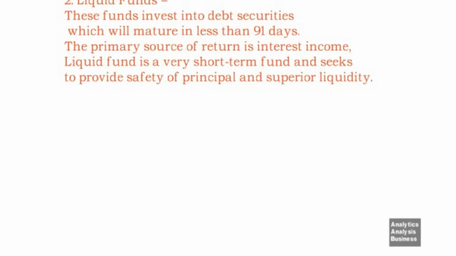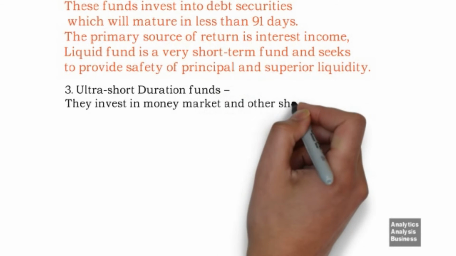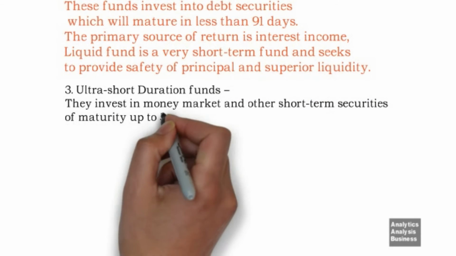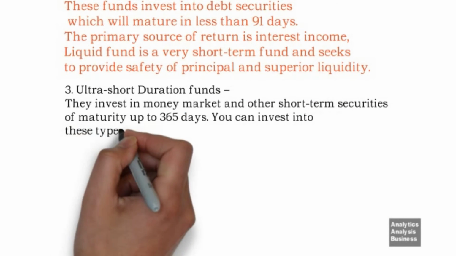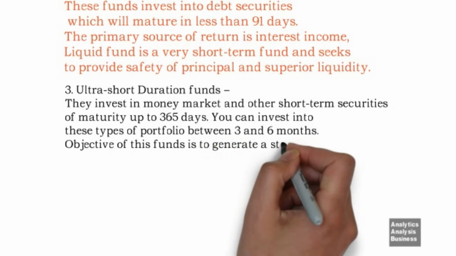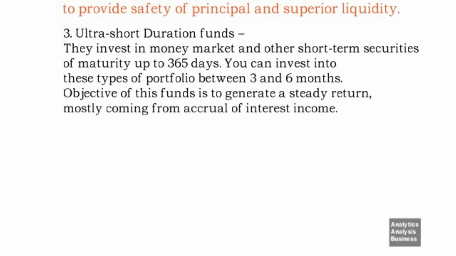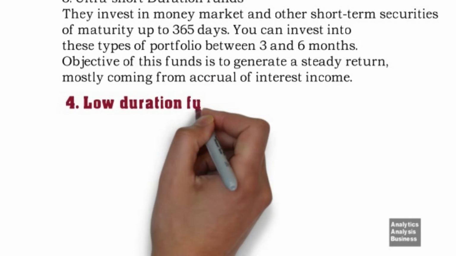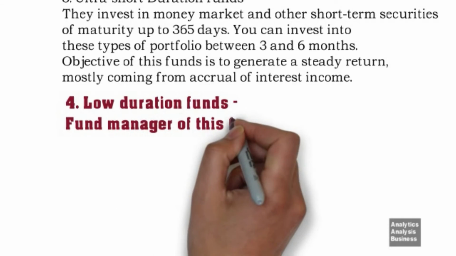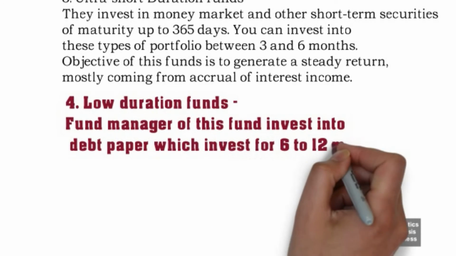3. Ultra-short duration funds. They invest in the money market and other short-term securities of maturity up to 365 days. You can invest in these types of portfolios for between 3 and 6 months. The objective of these funds is to generate a steady return, mostly coming from the accrual of interest income. 4. Low-duration funds. The fund manager of this fund invests in debt paper for 6 to 12 months.